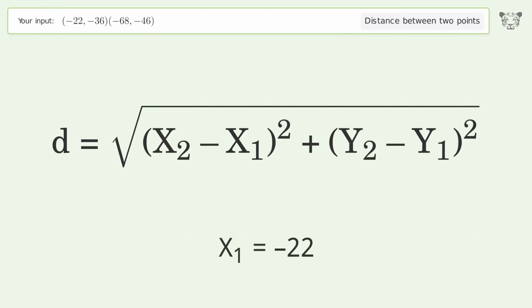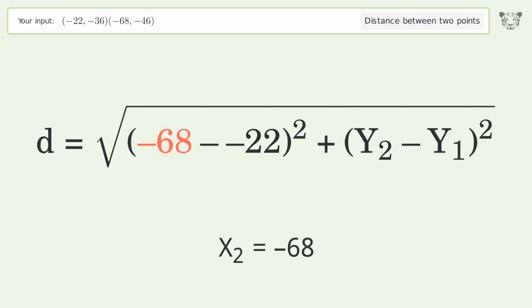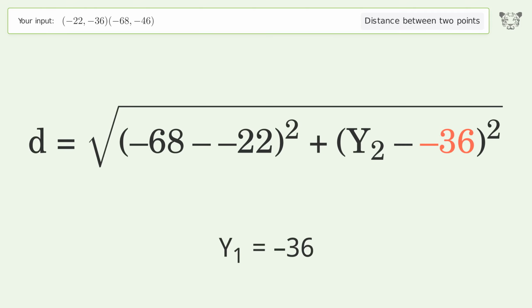x1 equals -22. x2 equals -68. y1 equals -36. y2 equals -46.